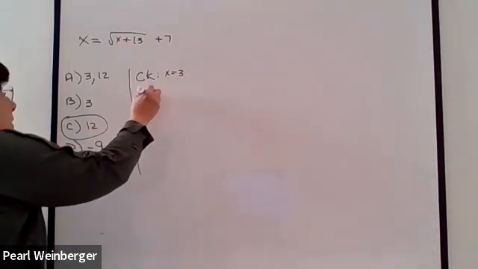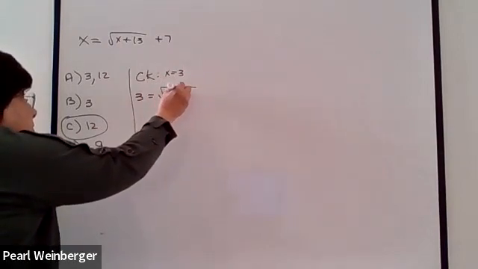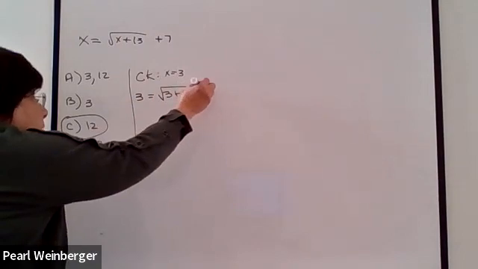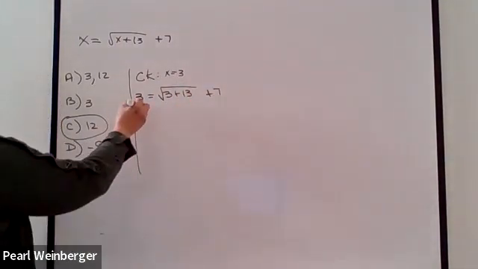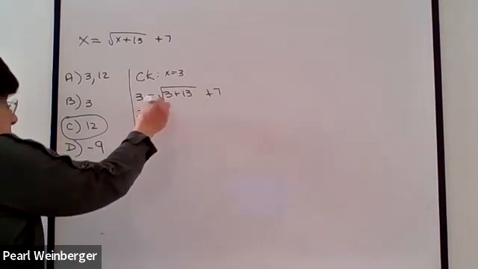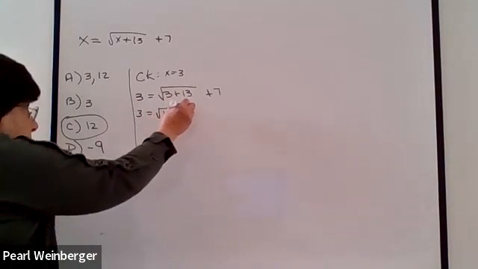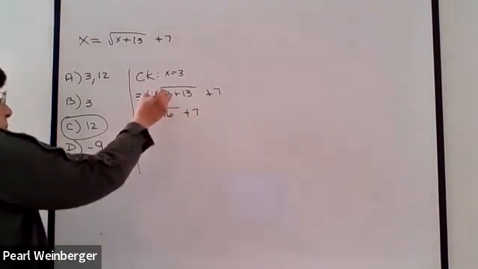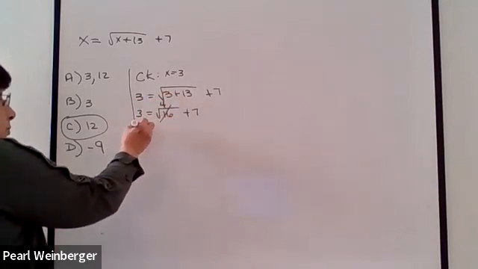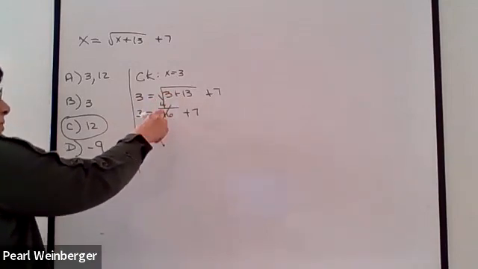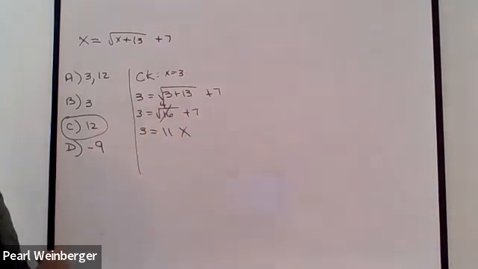3 equals the square root of 3 plus 13 plus 7. Well, let's see. This 3 plus 13 is 16. So this is the square root of 16 plus 7. We know the square root of 16 is 4. So this is giving me 3 equals 4 plus 7, which is 11, which is obviously wrong.